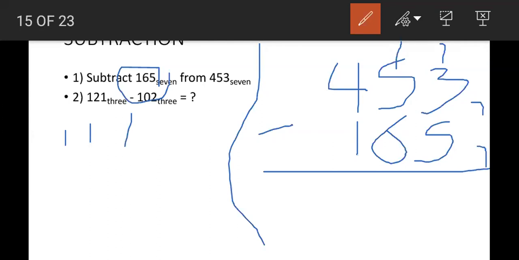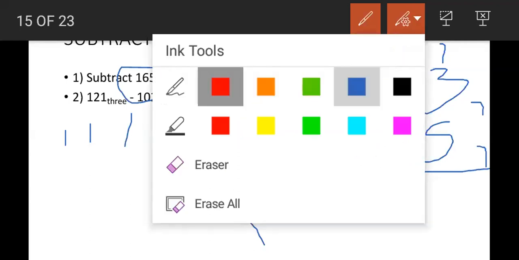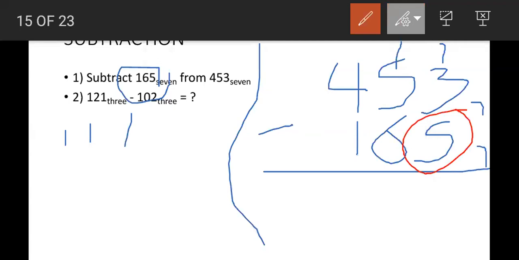So we now have 7. 7 plus 3 will now give us what? 7 plus 3 will give us what? 10. So you subtract 5, this 5, from the 10. When you subtract 5 from 10, it gives us what? 5. Do you get that now, everybody?